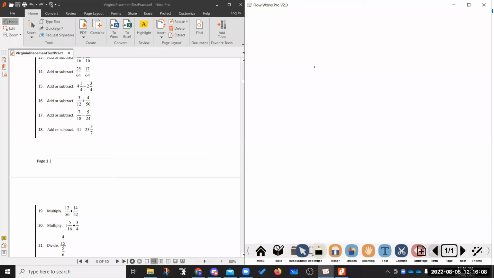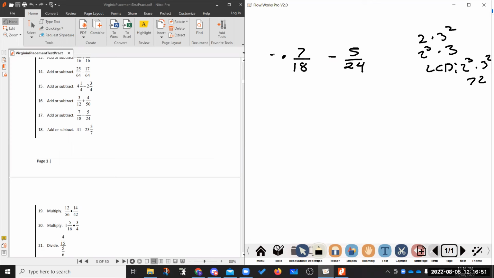Let's try that subtraction problem next. 7/18 minus 5/24. These have unlike denominators, and we can't simplify anything first to make the problem easier. So let's find the LCD. 18 is 2 times 3 squared. 24 is 2 to the 3rd times 3. So our LCD is going to be 2 to the 3rd times 3 squared, which is 8 times 9, which is going to be 72.